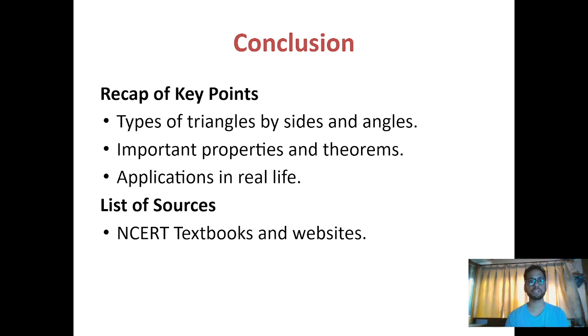And in conclusion, we have seen the types of triangles by sides and angles, important properties and theorems, and applications in real life. We have taken this from the 6th to 8th NCERT books and various websites like Byju's, and we have mentioned the websites in our video also.